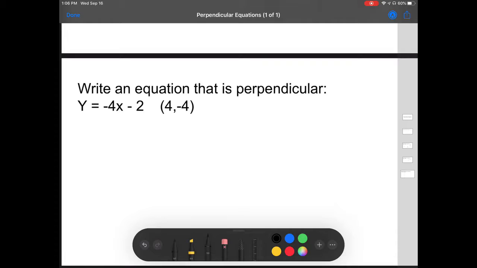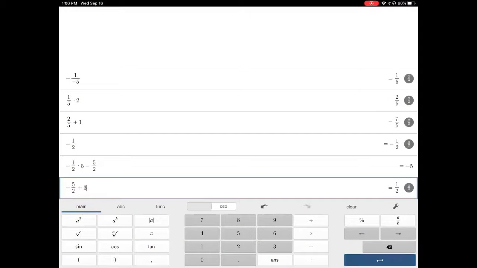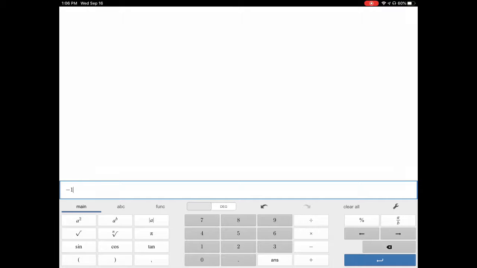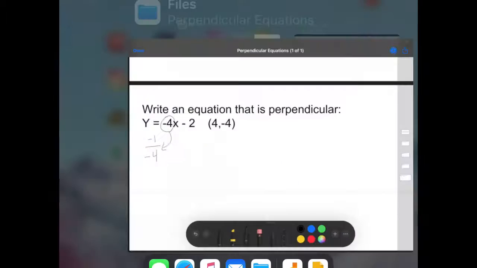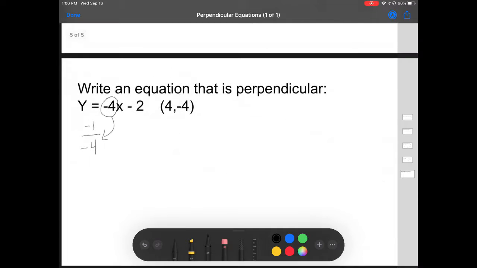Next example. Write the equation that's perpendicular. So we take our slope, always put it under the negative 1, and then put that fraction in Desmos. Clear that. Negative 1 over negative 4 is 1/4. So that's our m. Got our a and our b.